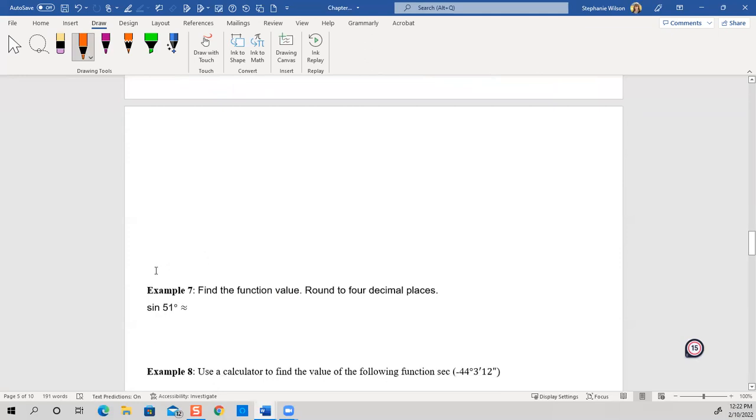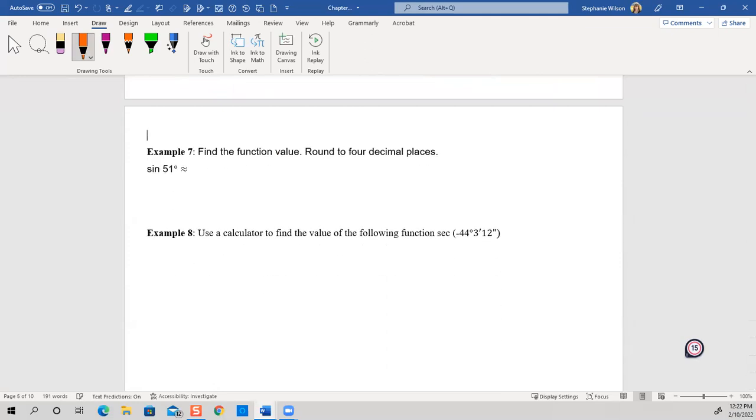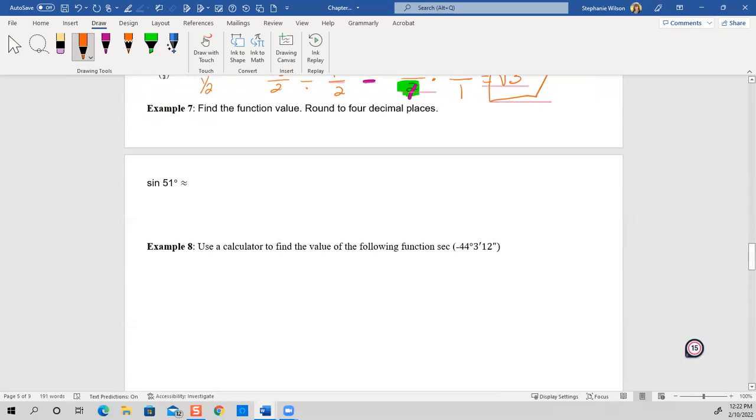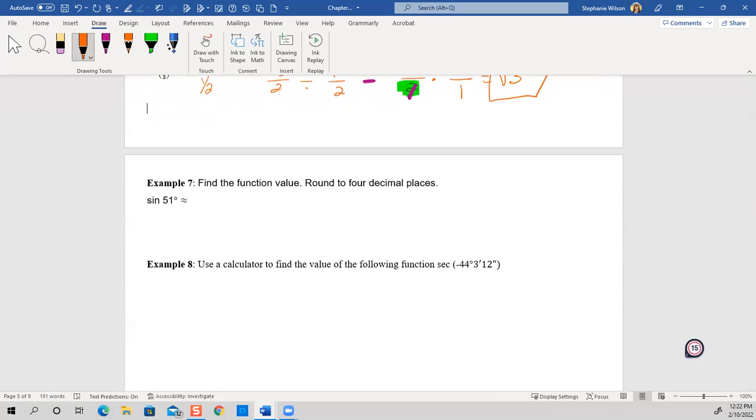Okay, so let's do number 7. Number 7 asks us for the exact value of this. So we're going to use our calculator on this. Just make sure you're in degrees mode. And when you type sine in, you go sine 51 degrees. My calculator puts in parentheses, so make sure and close your parentheses. You get, and it said round to 4 decimal places, 0.7771, which is the ten thousandths. That's what that decimal place is called.